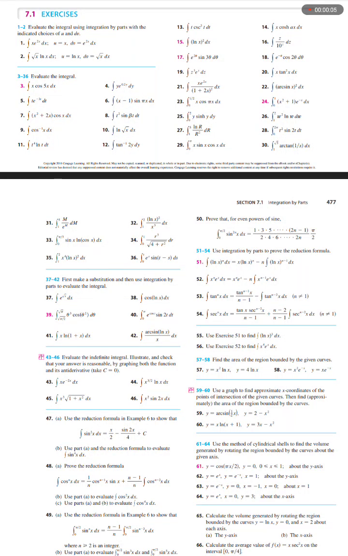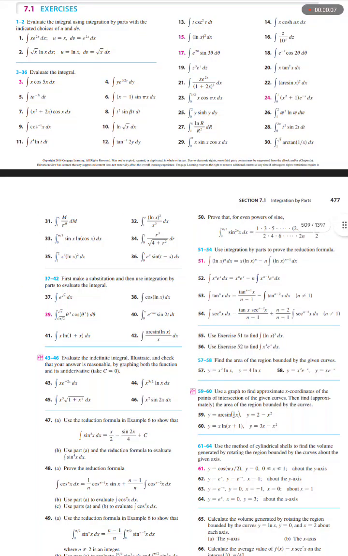7.1 exercises. Evaluate the integral using integration by parts with the indicated choices of u and dv. The integral of x times e to the power 2x dx, where u equals x and dv equals e to the power 2x dx. The integral of the square root of x times the natural log of x dx, where u equals the natural log of x and dv equals the square root of x dx.